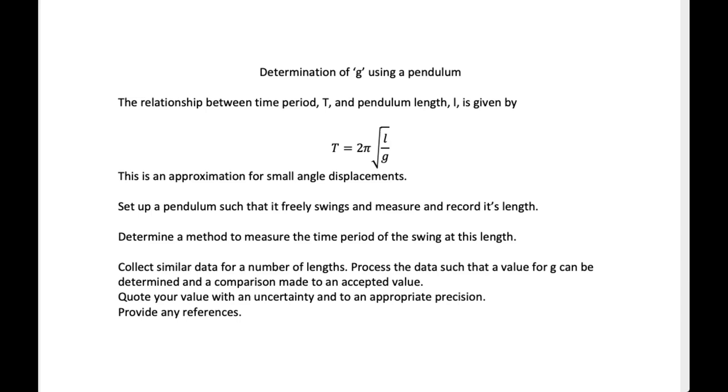And if you understand the equation of a straight line, y equals mx plus c, you'll be able to see that the gradient of that would be 4 pi squared over g. So if we can plot T squared against L, or time period squared against length of pendulum, we'll get a gradient of 4 pi squared over g. Equally, you might have an argument for doing it the other way around, in which case the gradient will be flipped and it'll be g over 4 pi squared. Either way, you can use the graph to calculate a value for g.